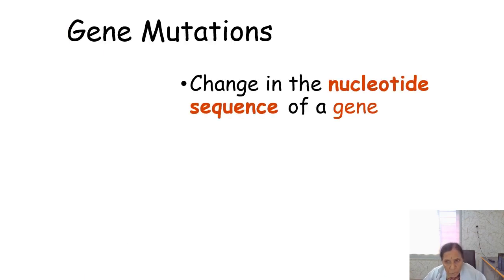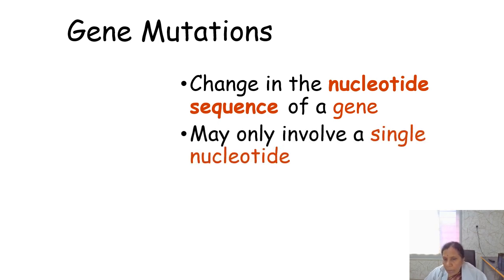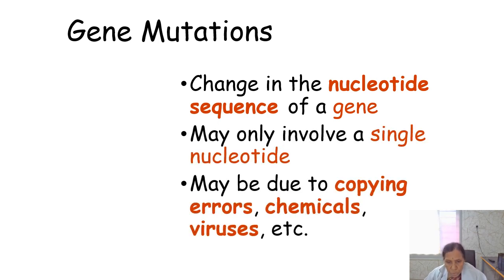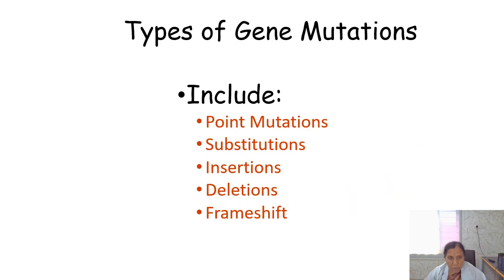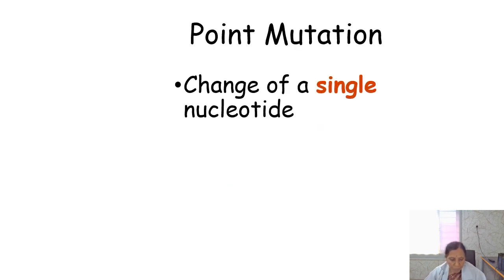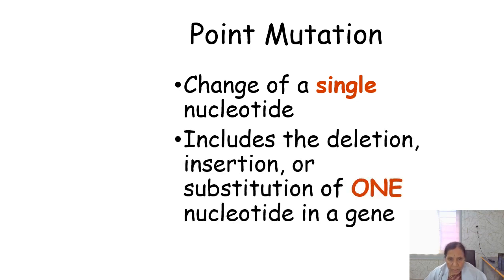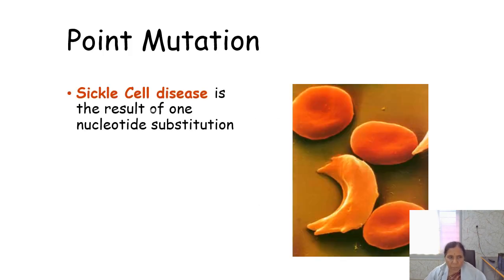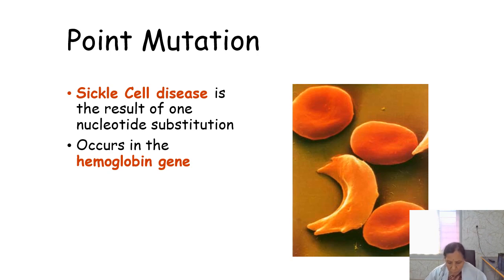Gene mutations are changes in the nucleotide sequence of a gene that may involve only a single nucleotide, maybe due to copying error, chemicals, viruses, etc. Types of gene mutations include point mutations, substitutions, insertions, deletions, and frameshift mutations. A point mutation is a change in a single nucleotide, including the deletion, insertion, or substitution of one nucleotide in a gene. Sickle cell disease is an example, the result of one nucleotide substitution in the hemoglobin gene.